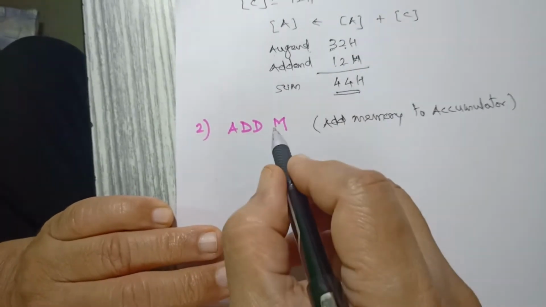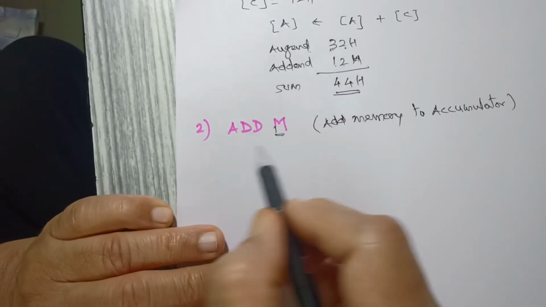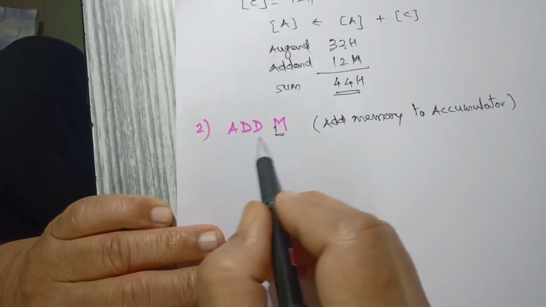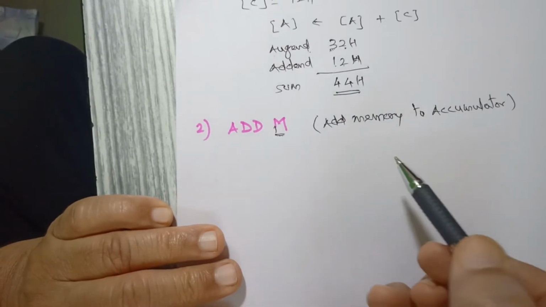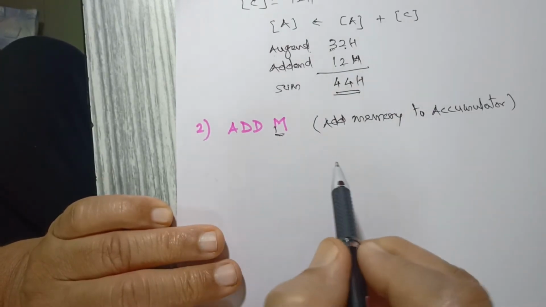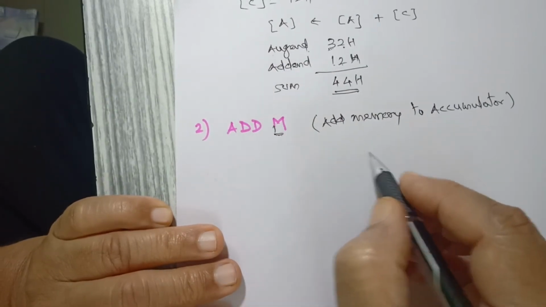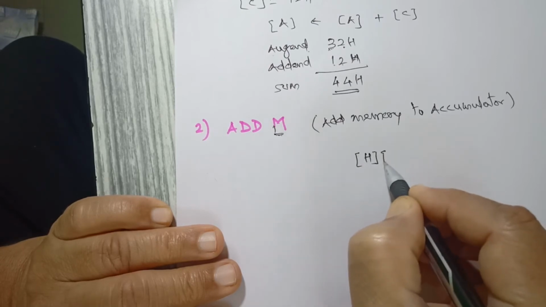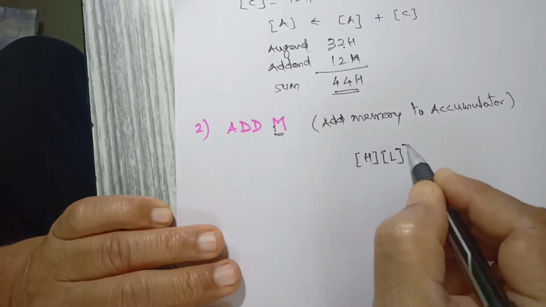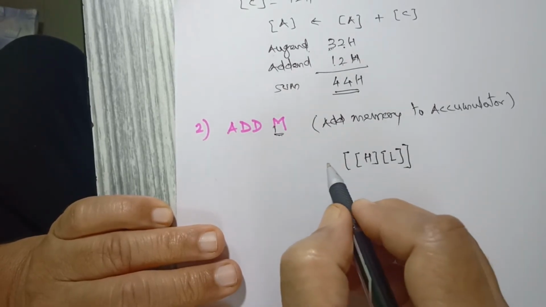Means this content of memory location is added to the accumulator and the sum will be placed into the accumulator. So using this instruction you can add the content of any memory location to the accumulator and you will get the result into the accumulator. That means, how to write this symbolic description: H and L holds the 16-bit address of the memory location.